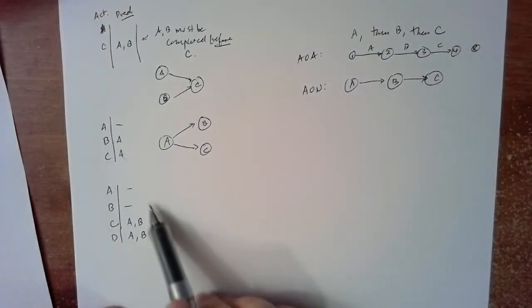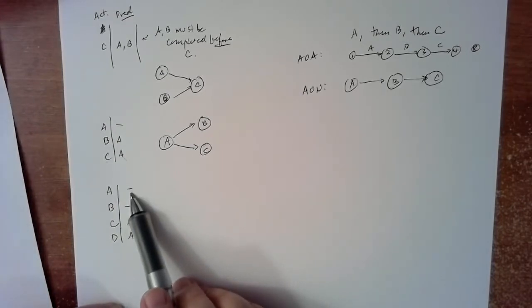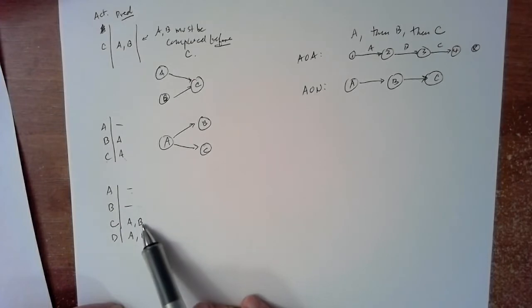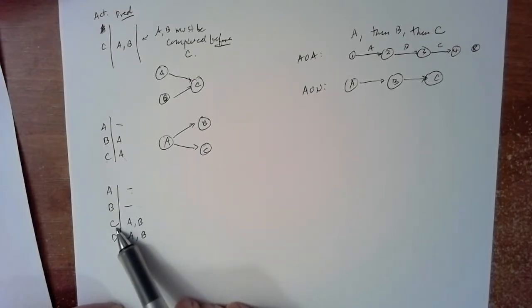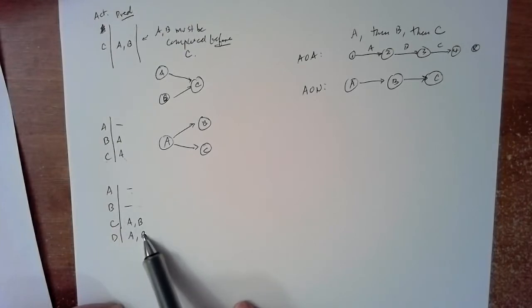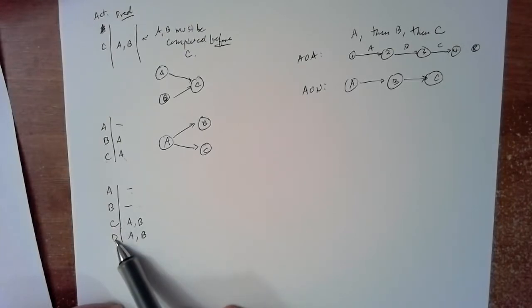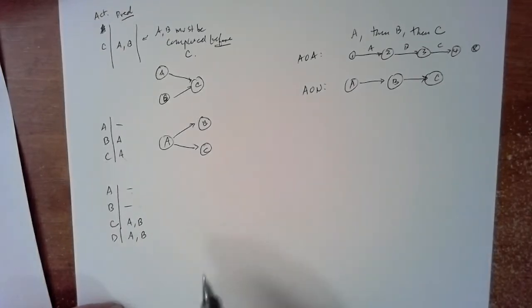Okay, so by the way, to read that: nothing has to be done before A, nothing has to be done before B, but A and B have to be completed before activity C, and then A and B have to be completed before activity D. Did I say project C? I meant activity C. So how would you draw the diagram for that?